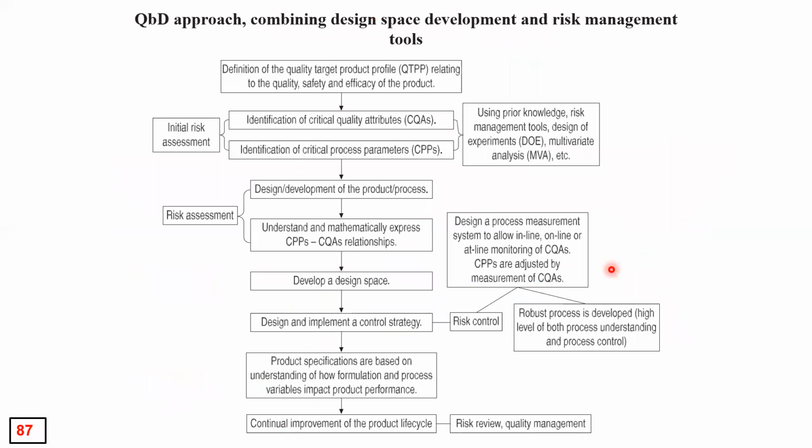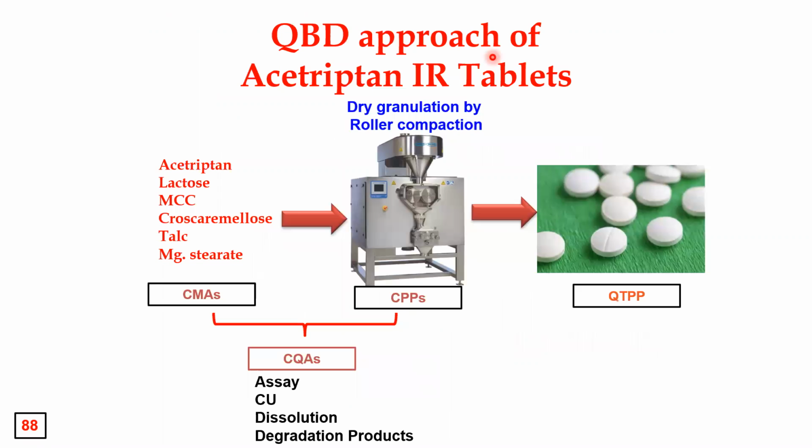Right. This is the textbook image. You can see, whatever you are writing in the exams is also the same thing. QTPP, CQAs and CPPs. Correlation of CPPs and CQAs is called design of experiments, then development of a design space, implementation of control strategy, and observing this process throughout the product life cycle is the complete chart. This is what you have studied from the book.